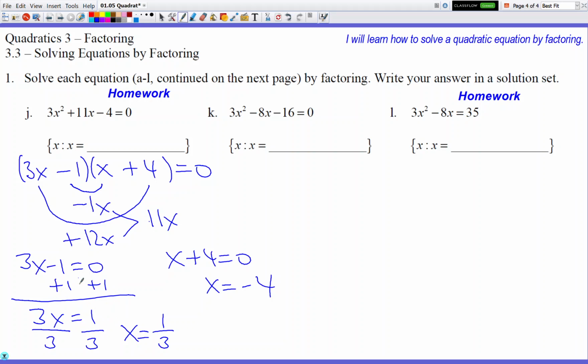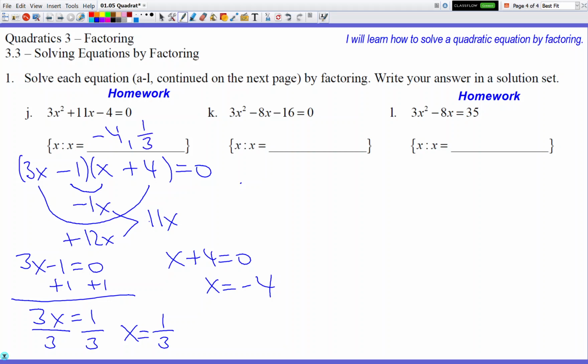This is back when you were in your earlier math days and you solved two-step equations. Hopefully that skill is still kind of fresh in your brain. If it's not, then just work on it. You'll get it back. So when I write my answer on this line, it's going to be negative 4, comma, 1/3, right? Smaller number on the left, bigger number on the right.